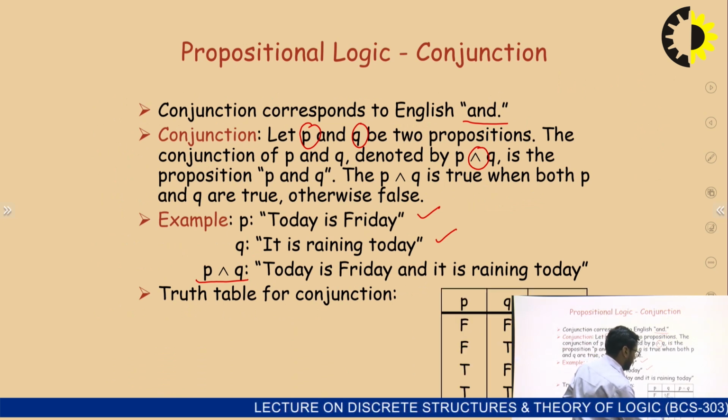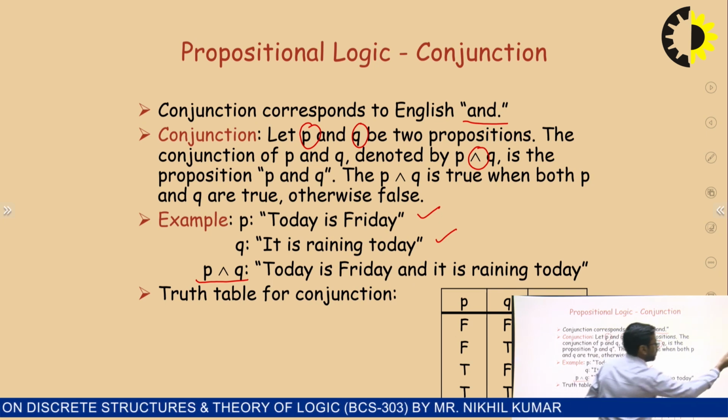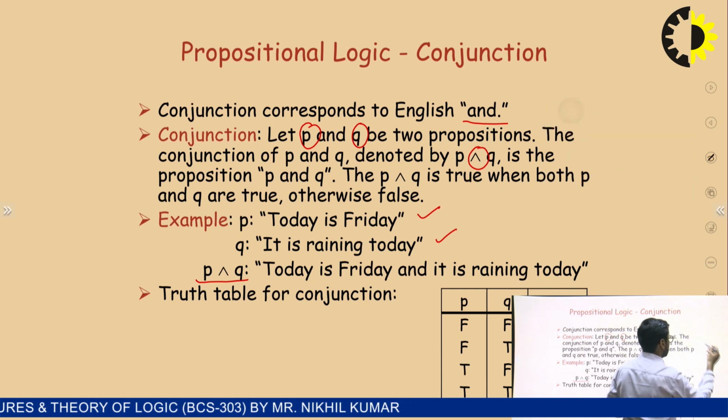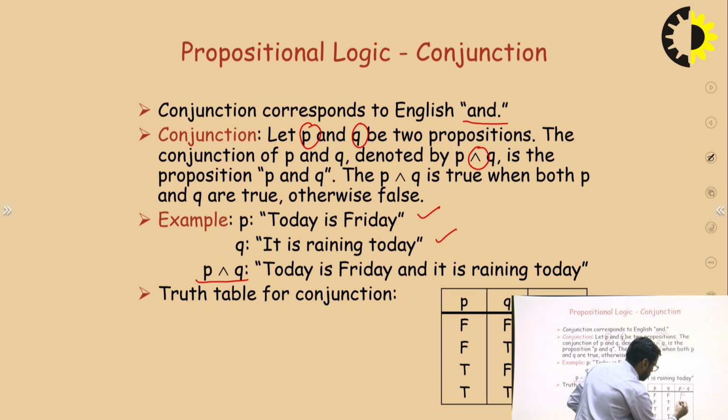So for the AND truth table: false and false will be false. It will also be false. It will be false, and true and true will be true.